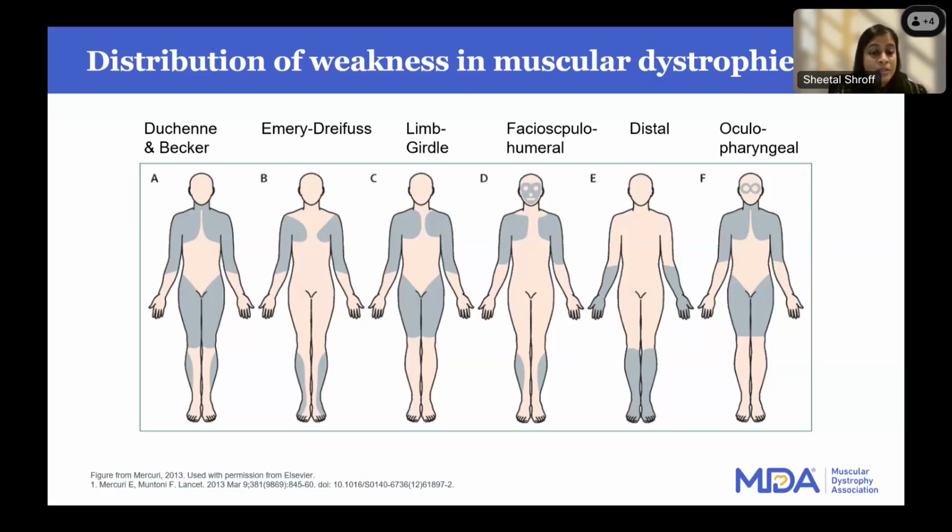And then we have distal pattern, where only the forearm, hand, and then leg and feet are affected. Then we have the oculopharyngeal, where you can see that's the eyes, around the eye muscles, and then the pharynx, that's the swallowing muscles, as well as the shoulder and the hip girdle. So you can see the variety of presentation, and sometimes it helps us narrow it down to come to a diagnosis. Next slide, please.